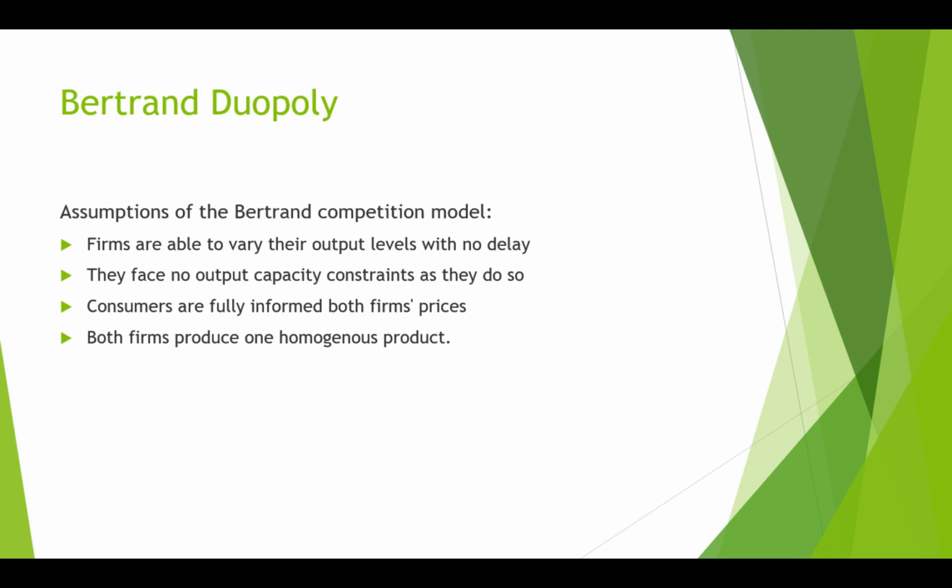Okay, so firstly, the assumptions of the Bertrand duopoly model are that the firms are able to vary their output with no delay. This means that they can immediately choose their output level, and whatever this output level is, there is no capacity constraint stopping them from setting it. Consumers are fully informed of both firms' prices, and both firms produce one homogeneous product, so consumers can't differentiate between the products produced by each firm.